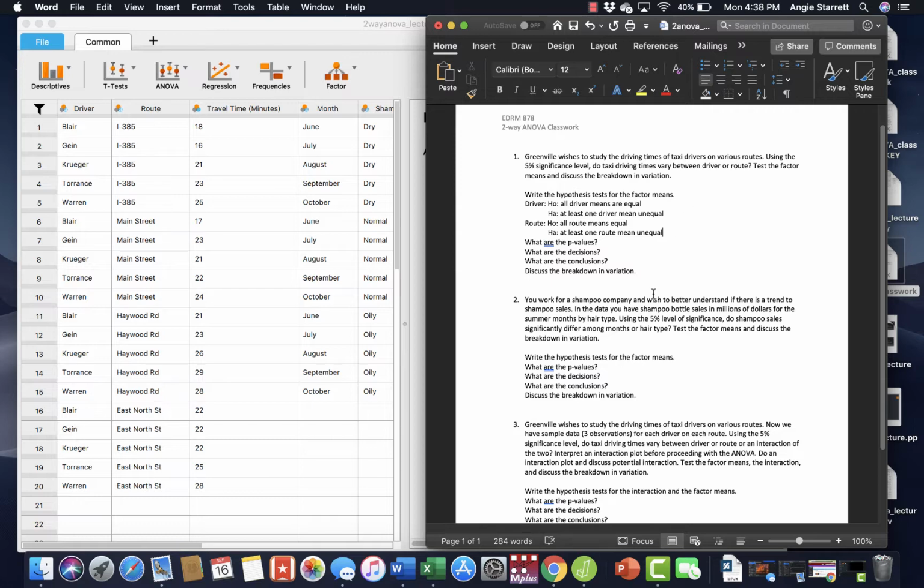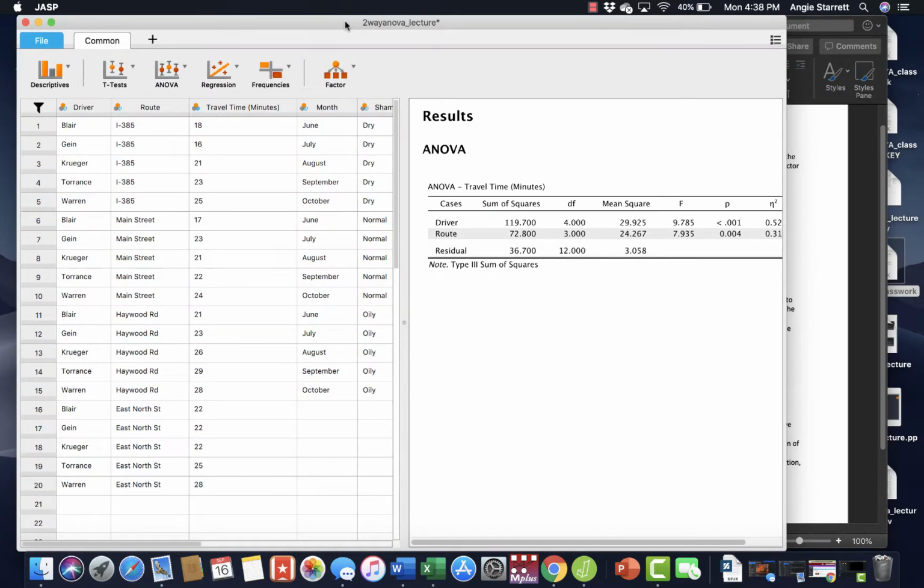Okay. What are the p-values? So really to answer everything else, we need to go over to JASP. All right, let's take a look at our data first. Here's our driver. Notice here I create a lot of this data, and these are all last names from famous horror movies. And we have some routes from Greenville, and we have some travel time.